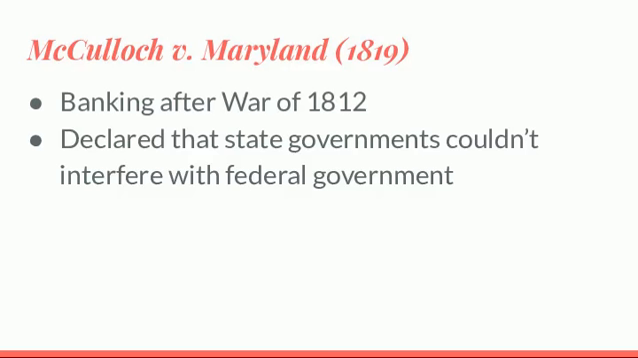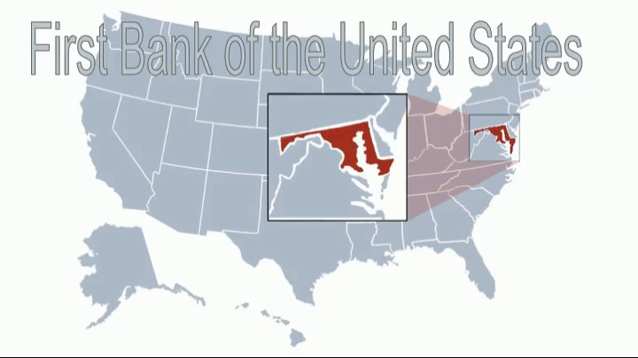So McCulloch v. Maryland is going to be a Supreme Court case that basically revolves around the First National Bank. You guys should remember the First National Bank, right? That's the Federalist thing. Following the War of 1812, they had to decide how the banking was going to be. And Maryland decided they no longer wanted to be involved in this banking system. And so what they did is they said, we're done with the National Bank. The National Bank sues them, and it's then determined this thing that's known as a supremacy clause.